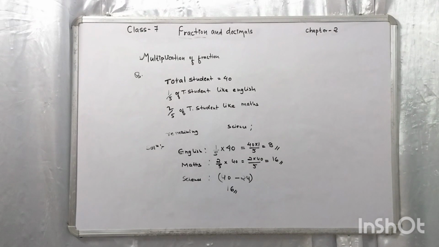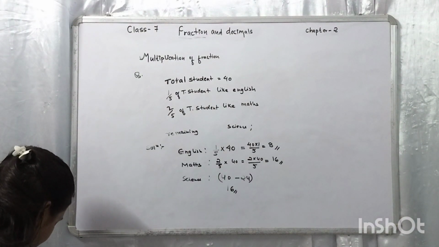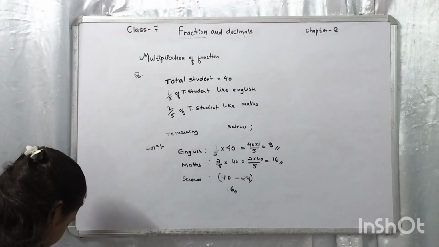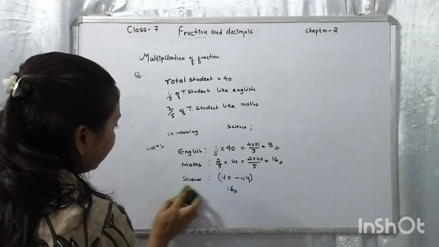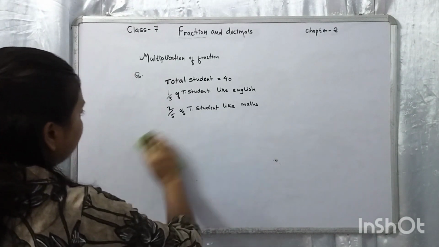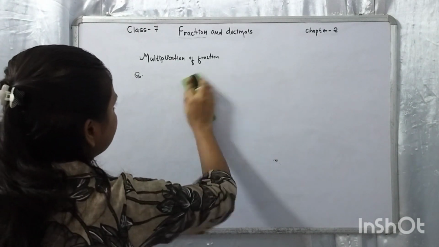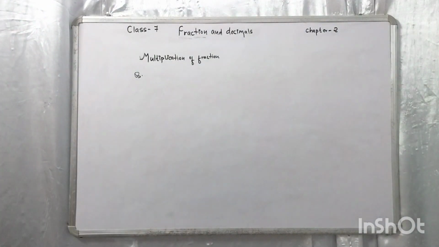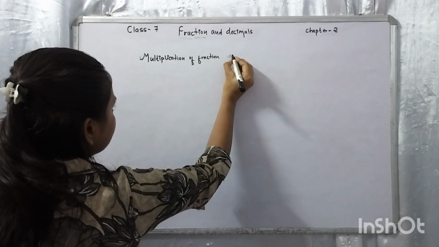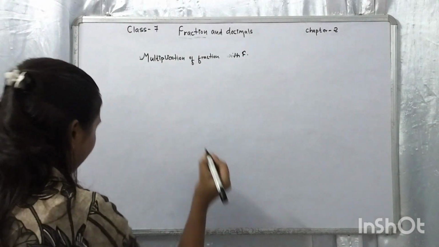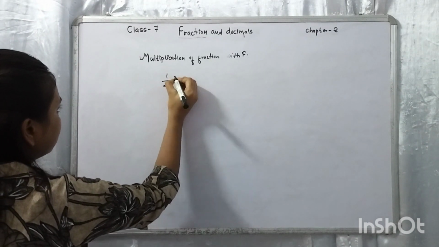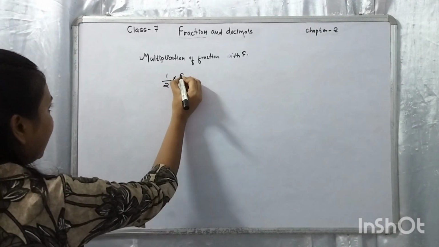So this is one of the problem sums which is very important, and we have used fraction multiplication here. Fine. Now moving on to another topic, we will now multiply one fraction with another. That is multiplication of fraction with fraction. Fine. So we will multiply one fraction with another, that is 1 by 2 into 9 by 4.